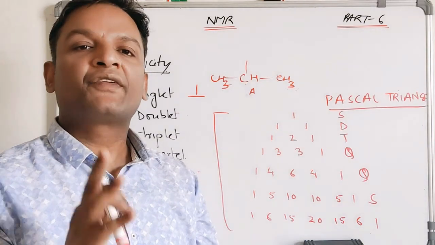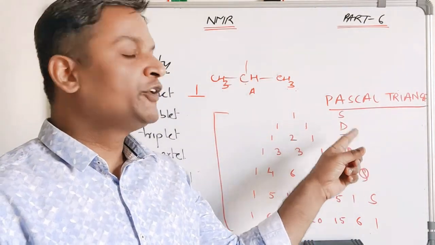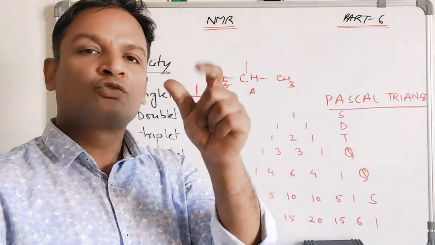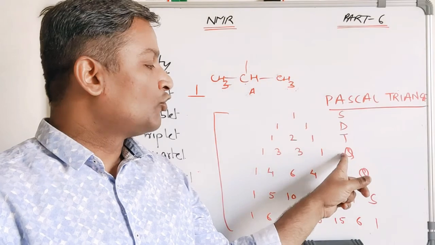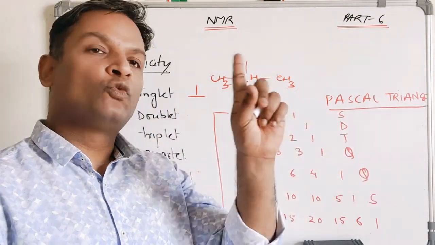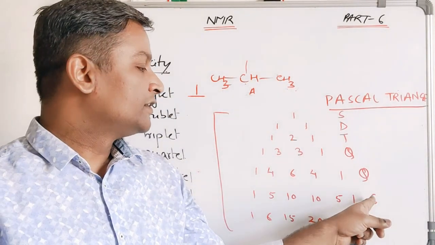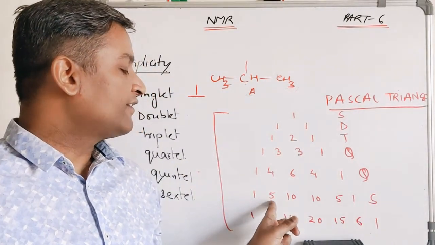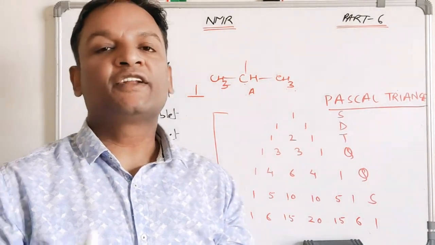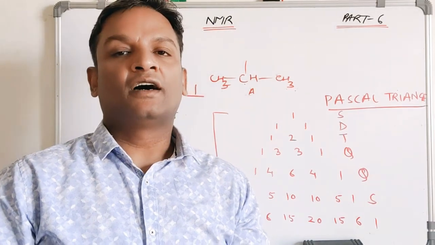Whenever you write singlet, you write it as just 1 peak. Whenever you write doublet, you write 1 is to 1. Triplet as 1 is to 2 is to 1. Quartet 1 is to 3 is to 3 is to 1. Quintet 1 is to 4 is to 6 is to 4 is to 1. Sextet 1 is to 5 is to 10 is to 10 is to 5 is to 1. So these are the different ratios we should take into consideration whenever we write different types of peaks.